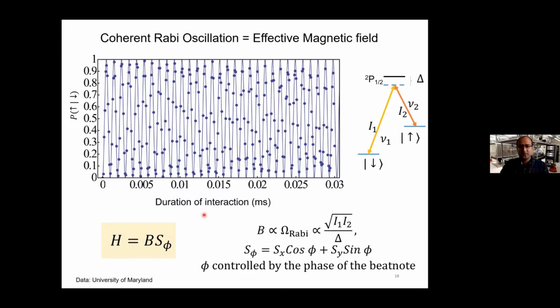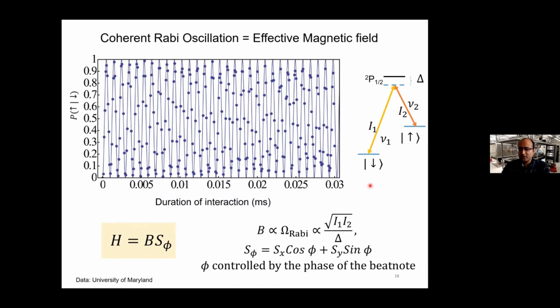This data was taken at University of Maryland a long time back, not recent data. But in effect, from a quantum simulation point of view, just like in the previous talk where we talked of a magnetic field, it's not a real magnetic field, but a laser-induced magnetic field that we are simulating. What's happening here is your spin state is precessing, and the rate of precession is controlled by the power in these laser beams. So effectively, the Hamiltonian is an effective magnetic field, proportional to the laser power, multiplied by a single spin operator. The direction of the spin operator can further be controlled by choosing the phase of this beat note, or the phase of the laser light. So this is how you simulate a magnetic field.